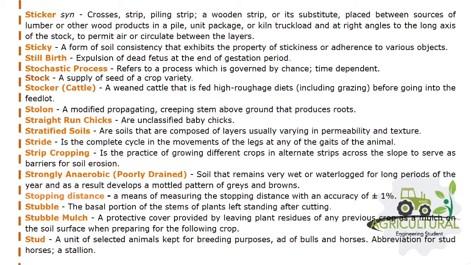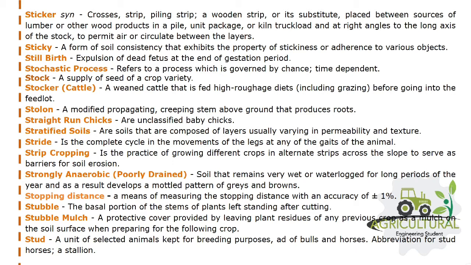soil erosion. Strongly anaerobic, poorly drained, soil that remains very wet or waterlogged for long periods of the year and as a result develops a mottled pattern of grays and browns. Stopping distance, a means of measuring the stopping distance with an accuracy of ±1%. Stubble, the basal portion of the stems of plants left standing after cutting. Stubble mulch, a protective cover provided by leaving plant residues of any previous crop as a mulch on the soil surface when preparing for the following crop.